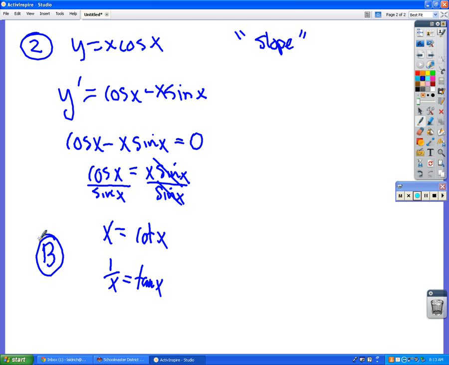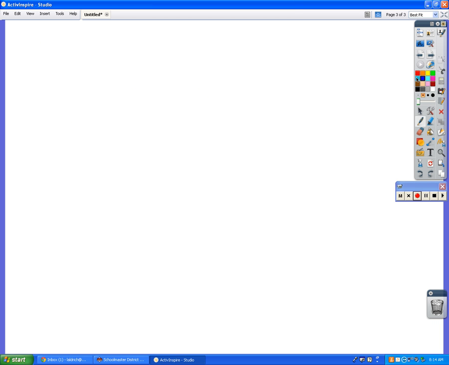So Matthew's brain went and looked at the answers and said, well, we don't have x equals cotangent of x, but we do have 1 over x equals tangent of x, and that's the same thing. Okay? All right, number 3.